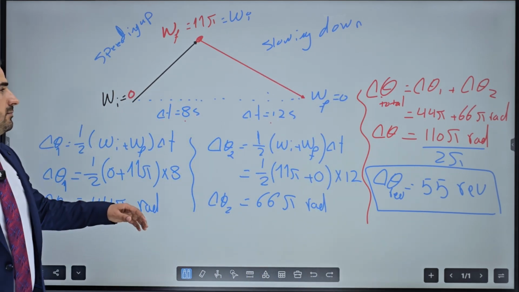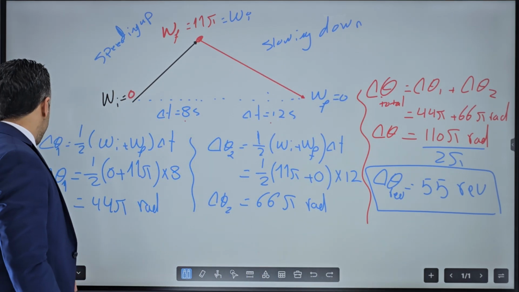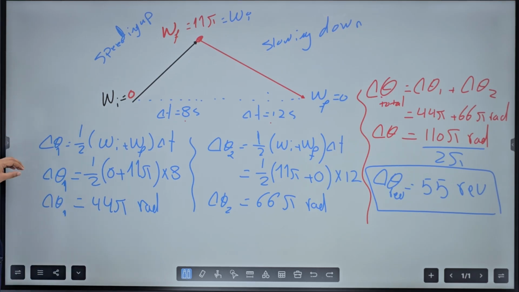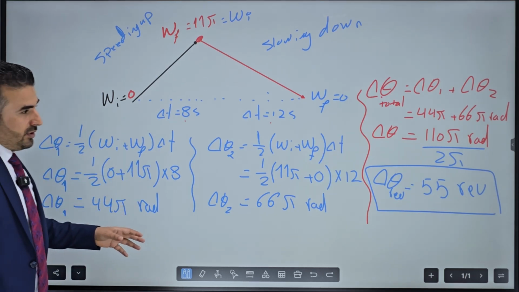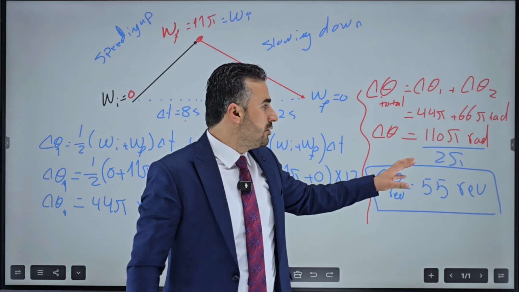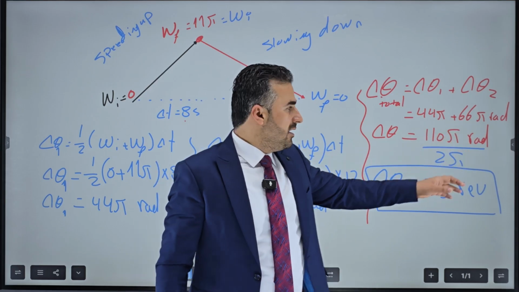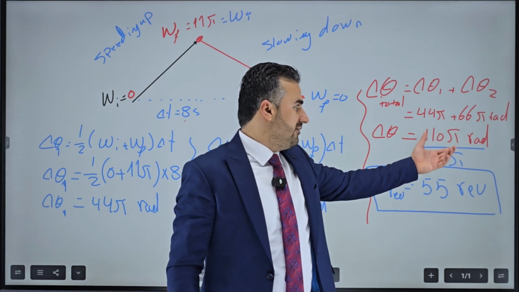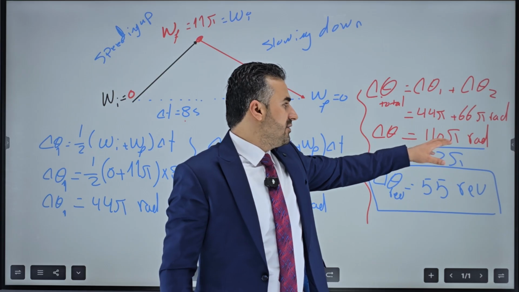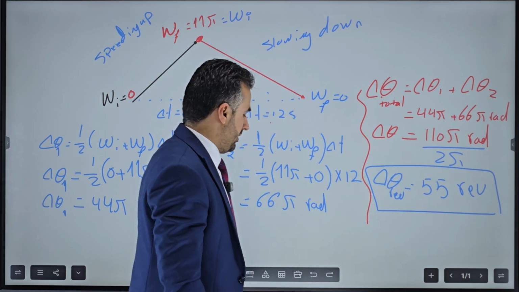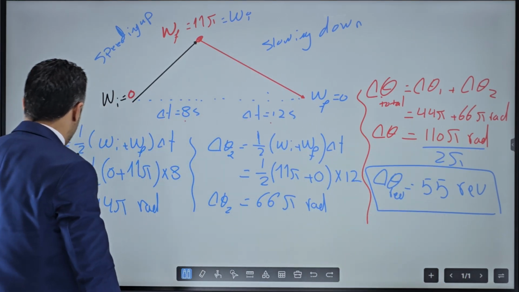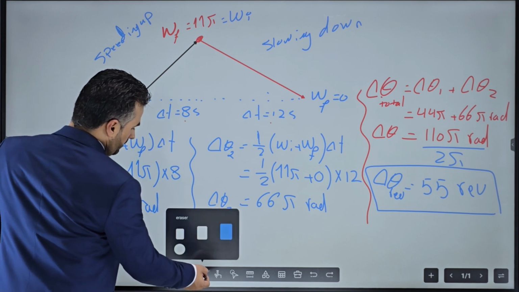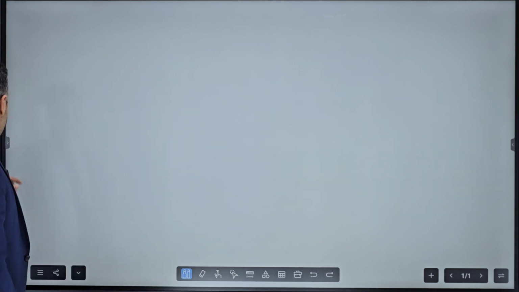Okay, so this is the answer here. What if they were asking through how many degrees does it rotate? Then at this point, you would have just multiplied by 57.3, and that'll be the answer. All right, I hope it was clear enough.